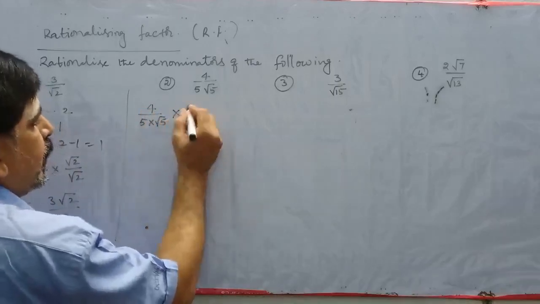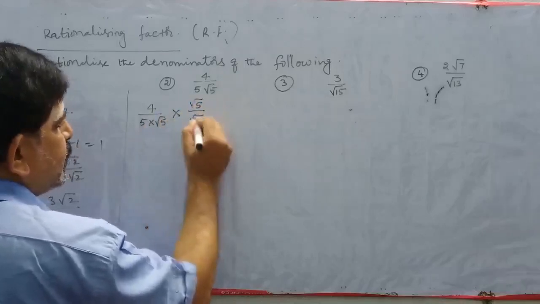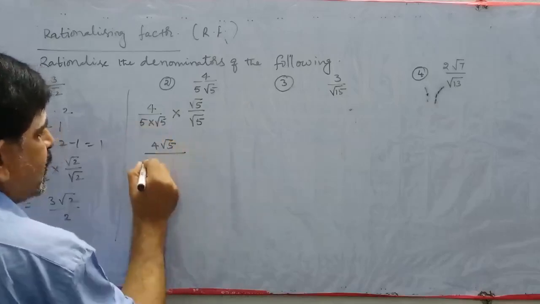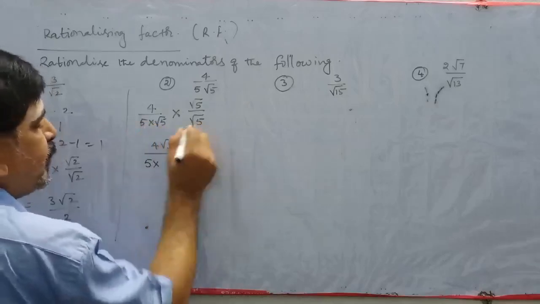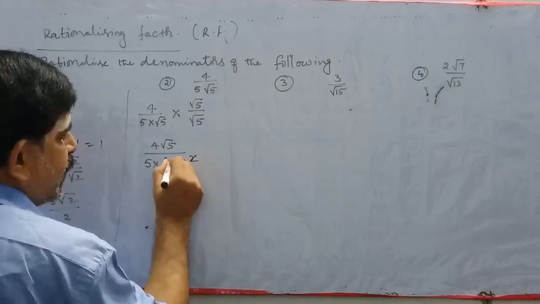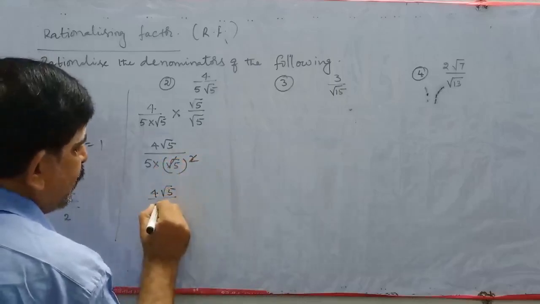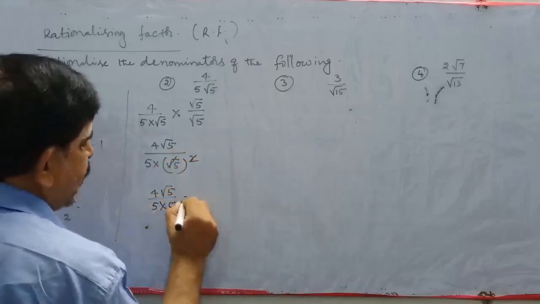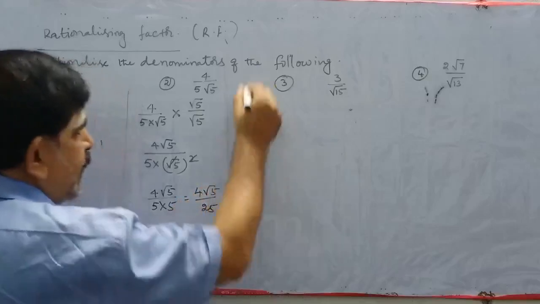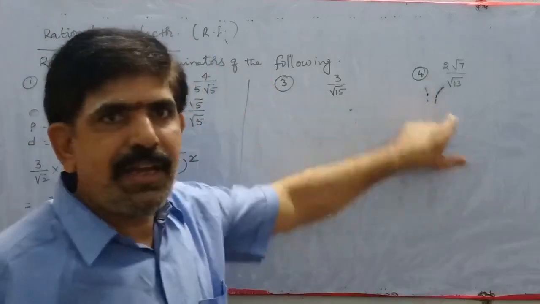So root 5 by root 5. So 4 into root 5 is 4 root 5 in the numerator. In the denominator, 5 into root 5 is root 5 whole square. Okay, the square and the square root get cancelled. 4 root 5 by 5 into 5, so that is equal to 4 root 5 by 25. Okay, you try to do these two problems as homework.